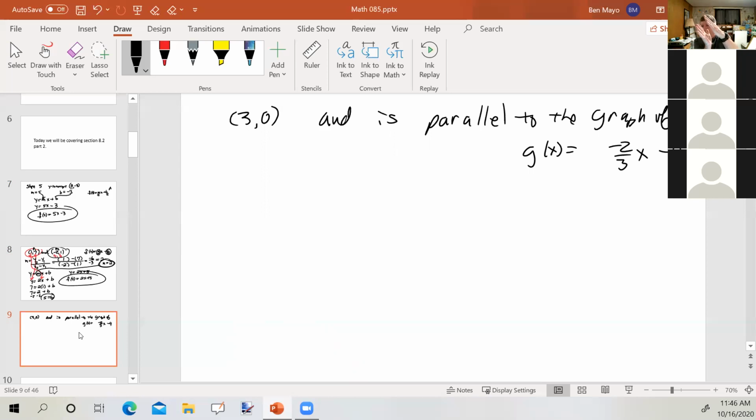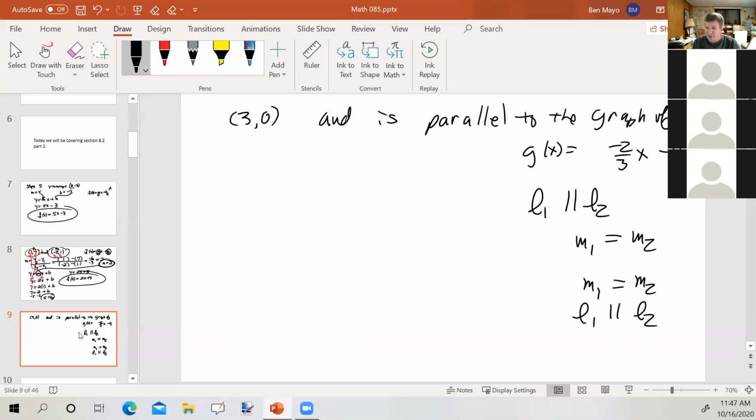Parallel lines have the same slope. So if line 1 is parallel to line 2, the slope of line 1 equals the slope of line 2. Likewise, if the slope of line 1 equals the slope of line 2, line 1 is parallel to line 2. So that statement goes both directions. Any questions about that? All right.